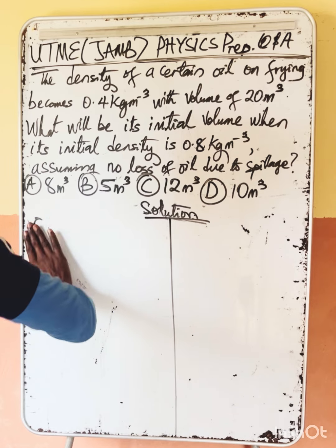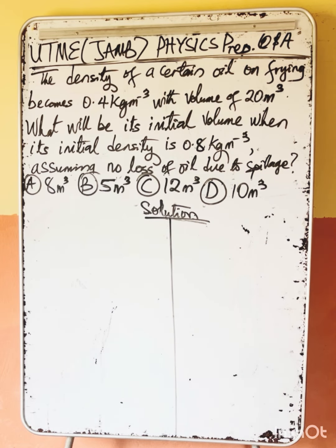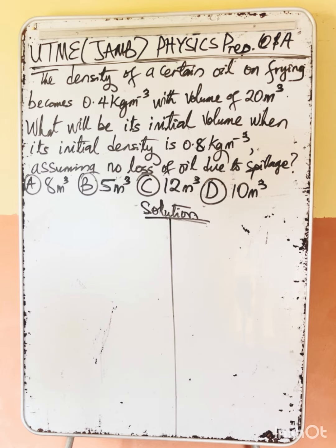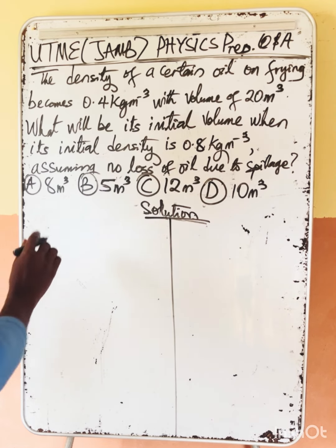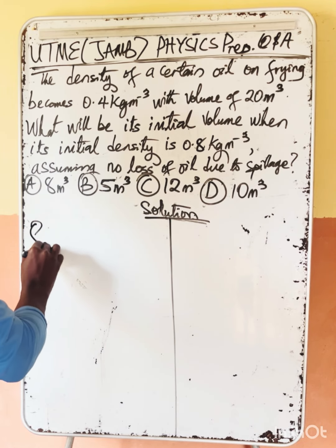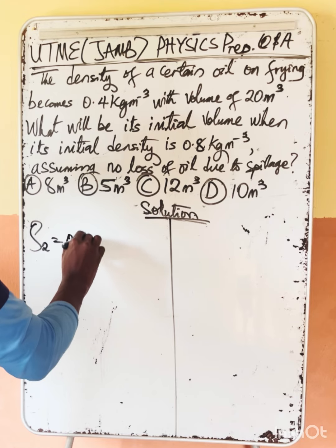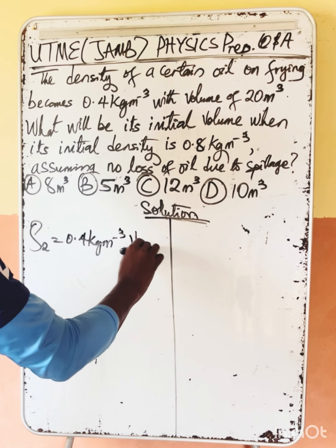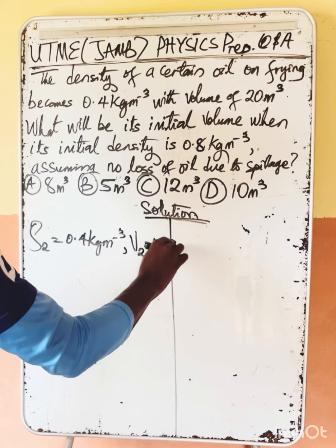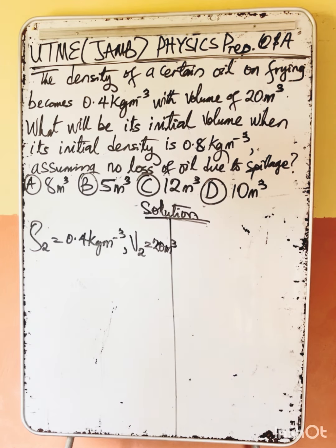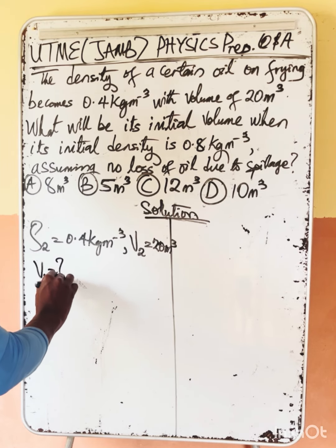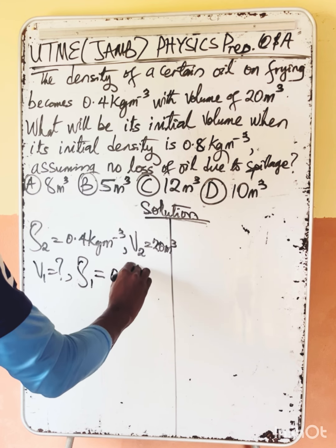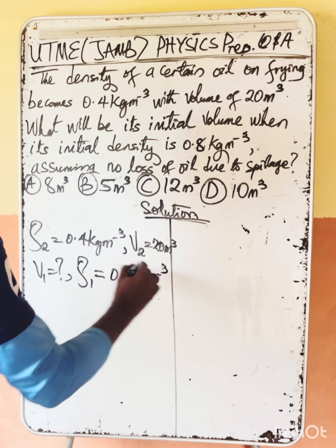Okay, so let's get the data provided by the question and forge ahead. So here, all the data for frying, I'll call them the final data, which I'll be using 2. So here I have the density rho 2 during frying, which is equal to 0.4 kilograms per cubic meters. The final volume V2, according to the question, is 20 cubic meters. Okay, then what will be its initial volume? So we're looking for V1, given that the initial density rho 1 is equal to 0.8 kilograms per cubic meters.